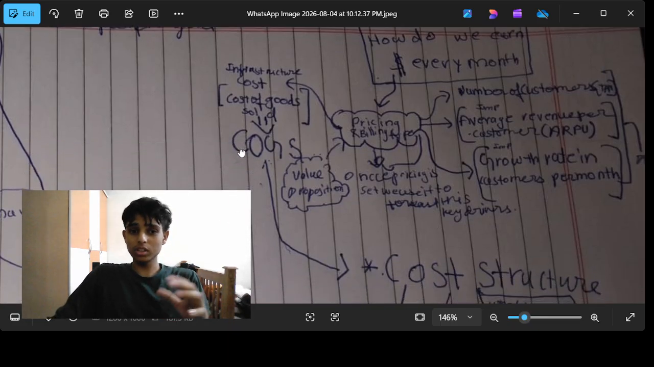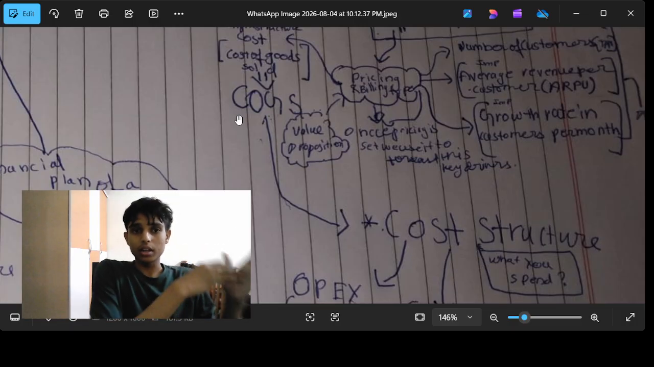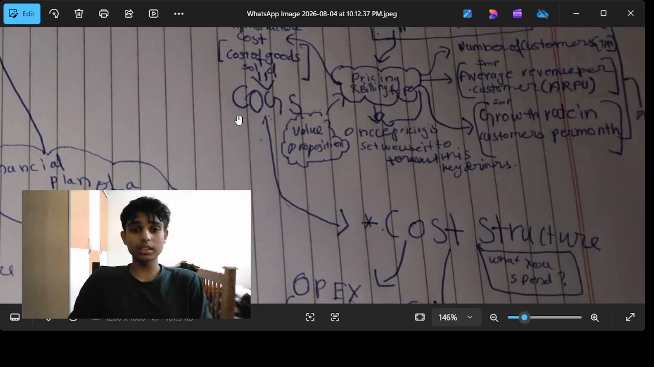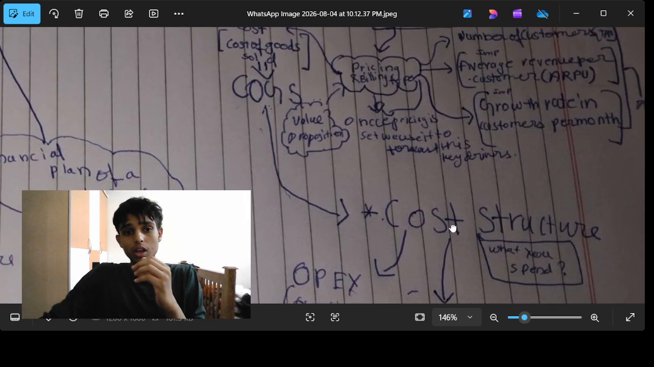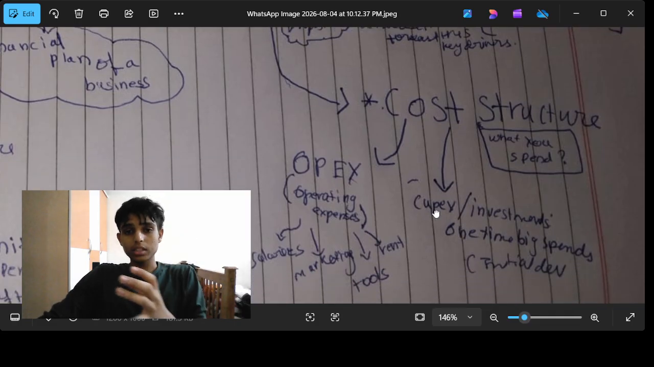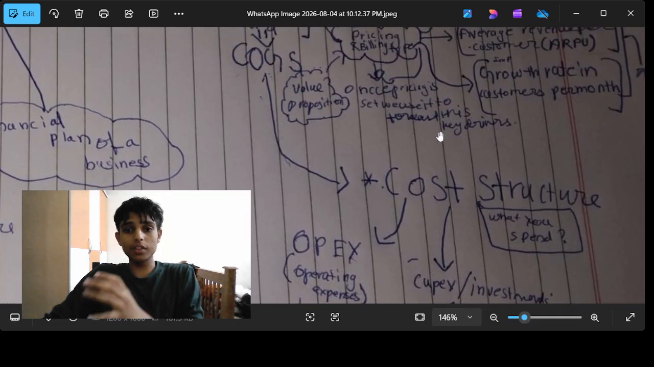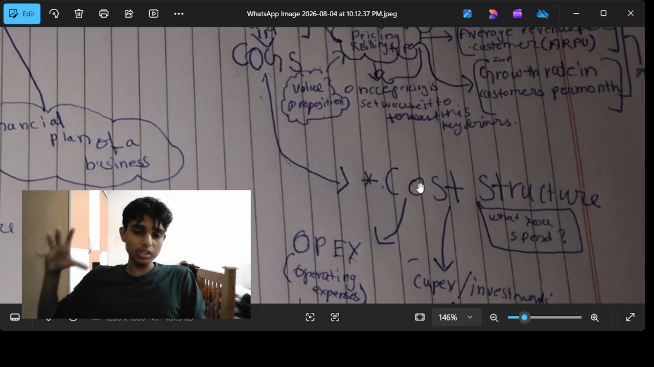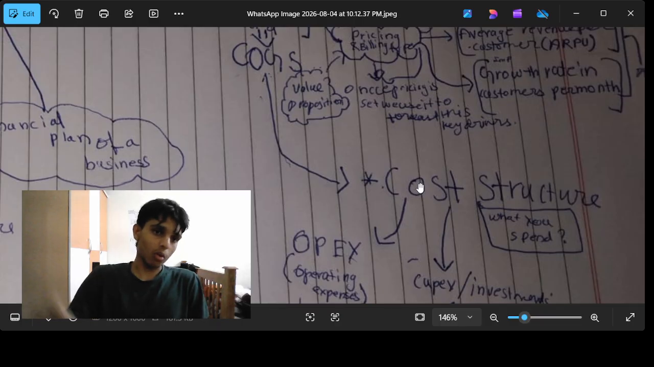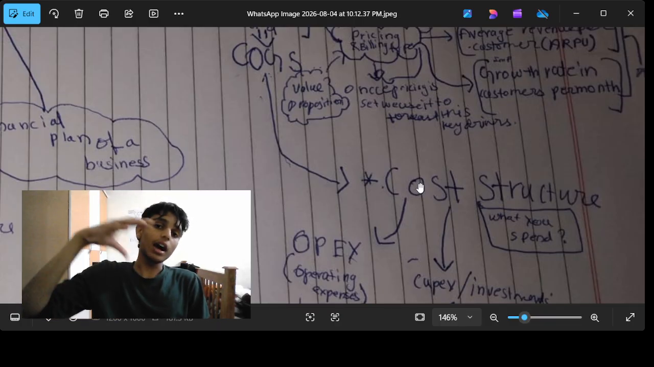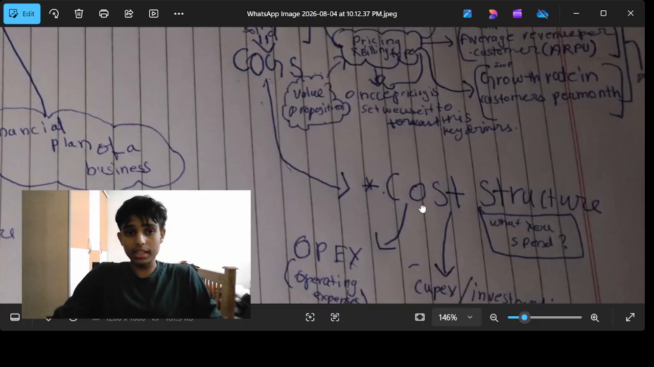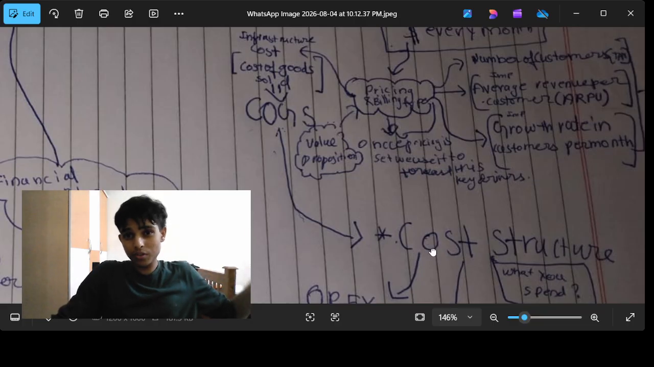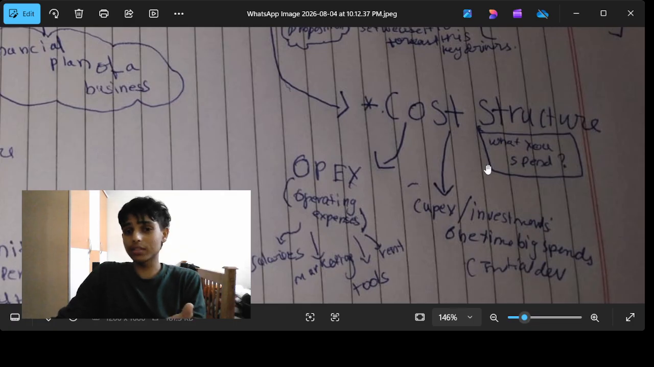So infrastructure costs, also known as COGS, lead into another sector, which is cost structure, which should be specified in your financial plan. COGS, OPEX, and CAPEX are the terms that influence cost structure. Cost structure is what you spend on your product, what you need investment for, where the expenditure goes. And obviously, infrastructure cost, which is cost of goods sold, will be part of the cost structure.